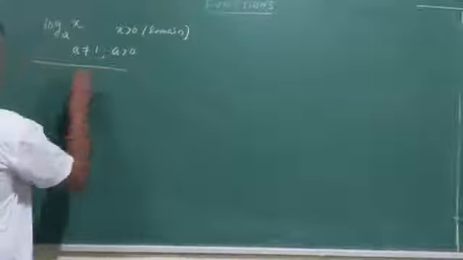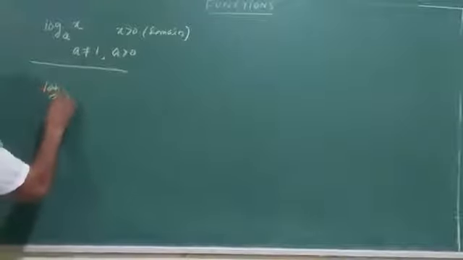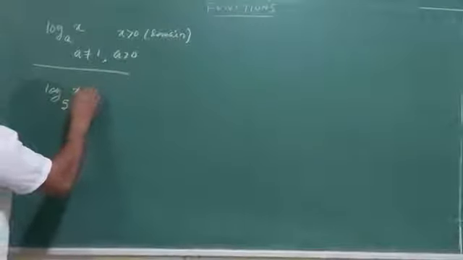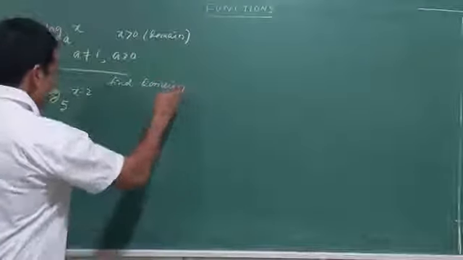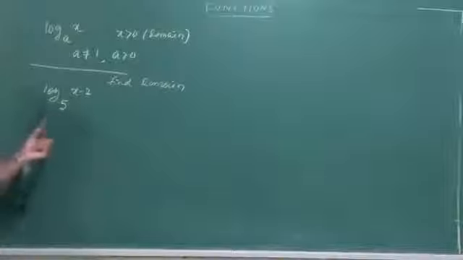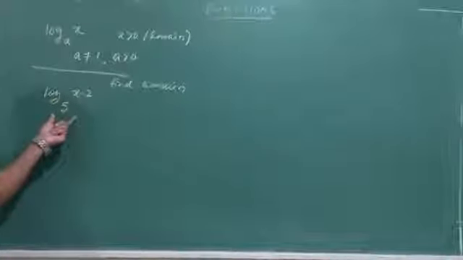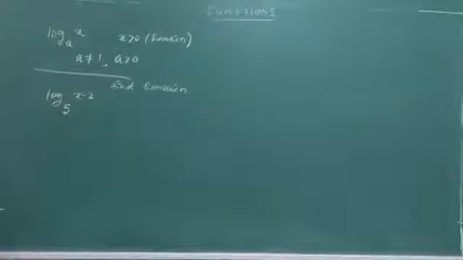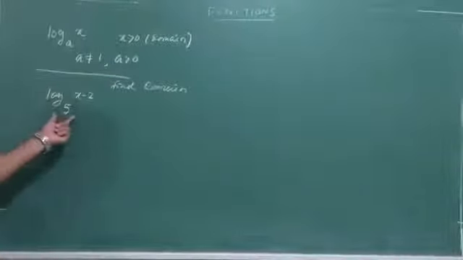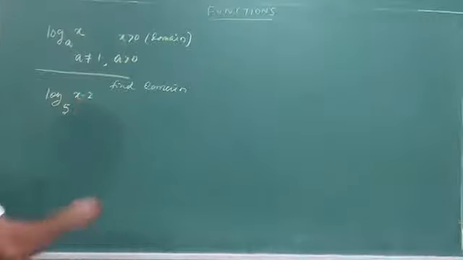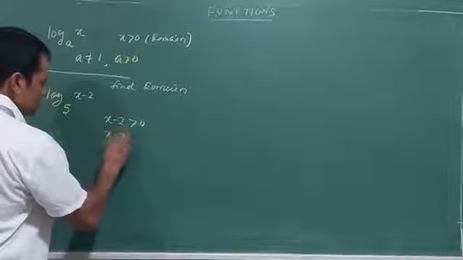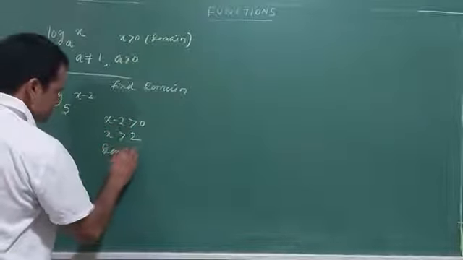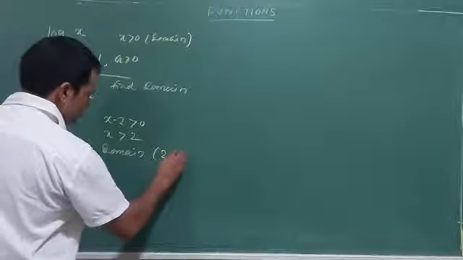If I get a question, log base 5 of x minus 2, find the domain. Whenever I get a question, I would like to see first what the base is. The base is 5, which is positive, fulfilling the condition. So x minus 2 must be greater than 0, so x should be greater than 2. The domain is the open interval 2 to infinity.